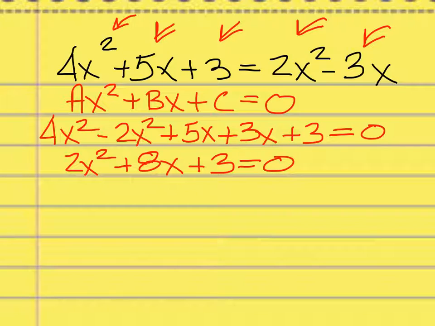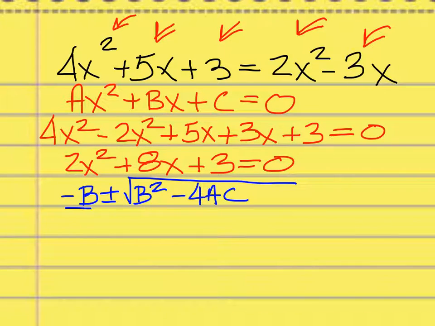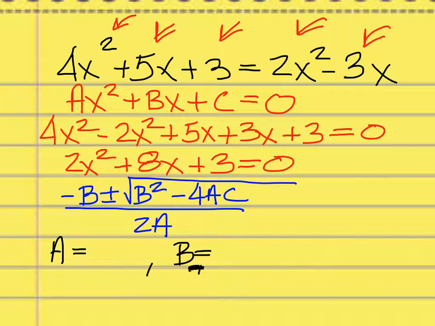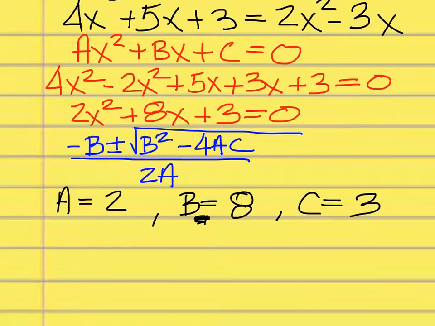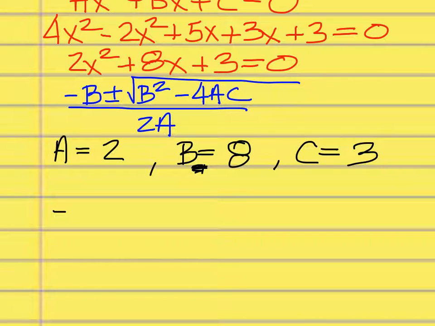You have to use your quadratic formula. Negative b plus or minus the square root of b squared minus 4ac, all of that over 2a. But first you have to find the values of a, b, and c. What is a? 2. What is b? What is c? So we have to plug those into the formula. Do yourself a favor and put a set of parentheses wherever you see a variable in that formula.